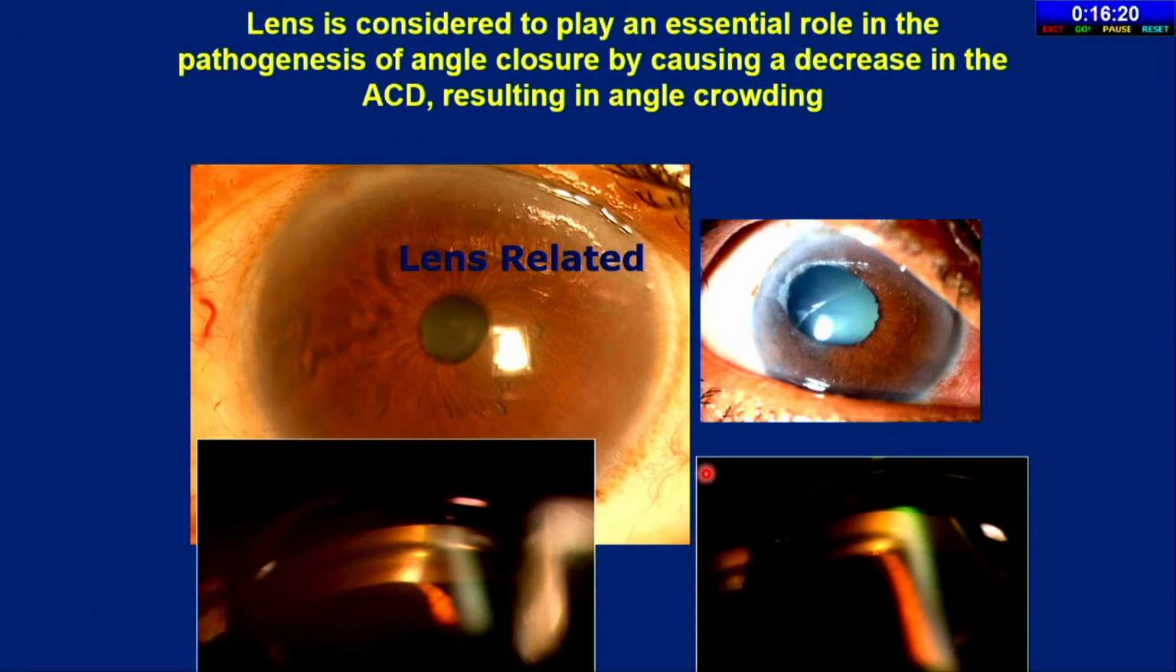So as we know, lens is pivotal in causation of both pupillary block as well as angle crowding. So it plays a very important role in causation of angle closure. And as you can see in these pictures, because of the increased thickness of the lens or anterior positioning of the lens, there is blockage of the aqueous outflow.